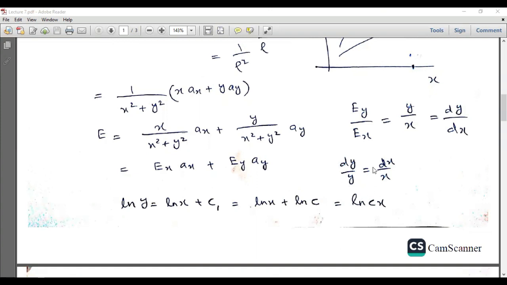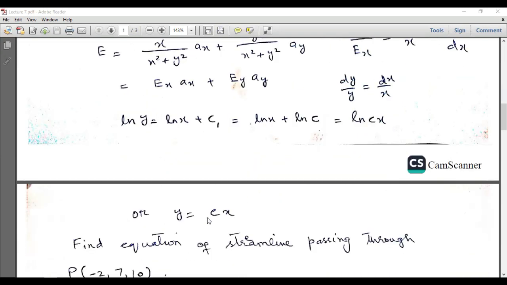So we can solve this differential equation as ln y, natural log of y is equal to natural log of x plus natural log of constant, and this can be written as a natural log of cx. So whenever two logarithmic terms are added, they can be written as a combined natural log of their arguments, which are multiplied together. So ln x plus ln c is equal to ln cx. So by taking the anti-log, y will be equal to cx. So this is the equation of the streamline.